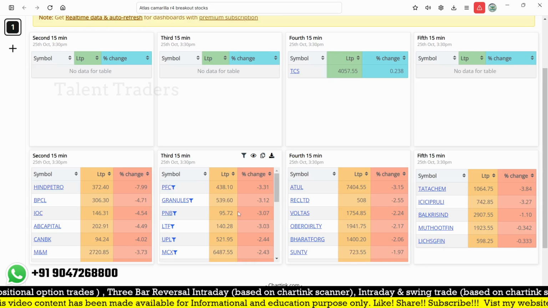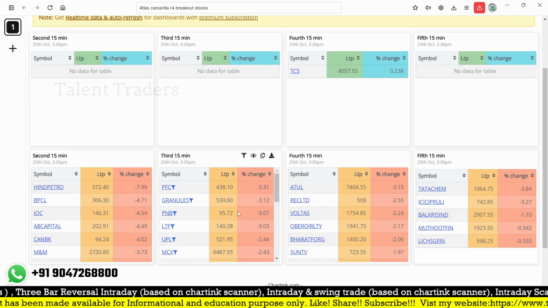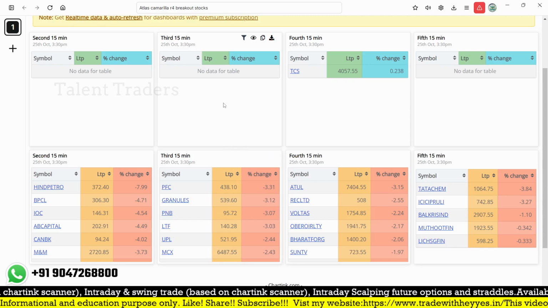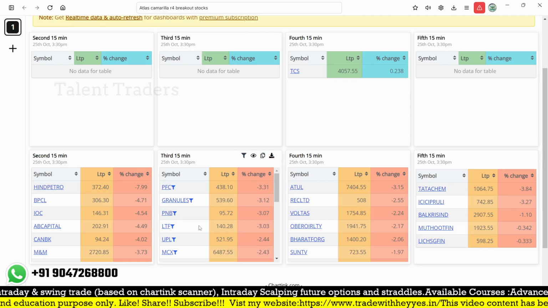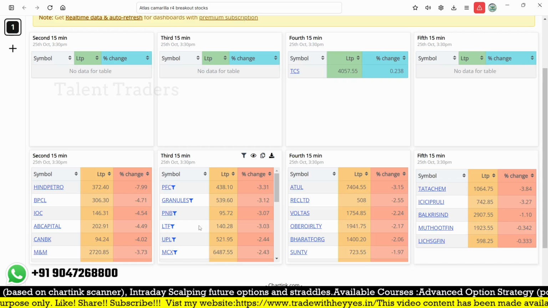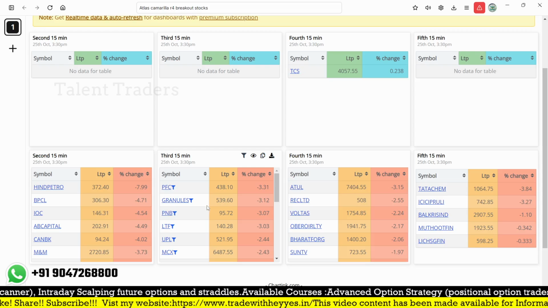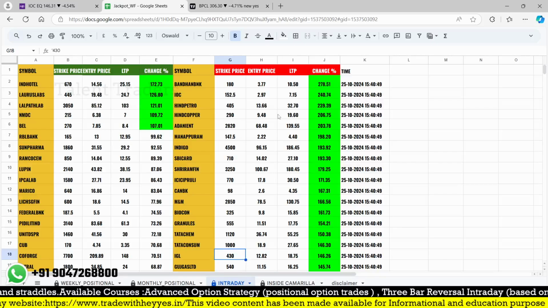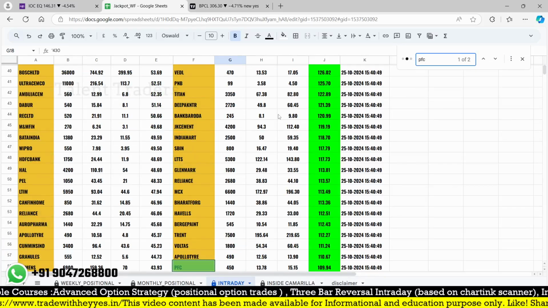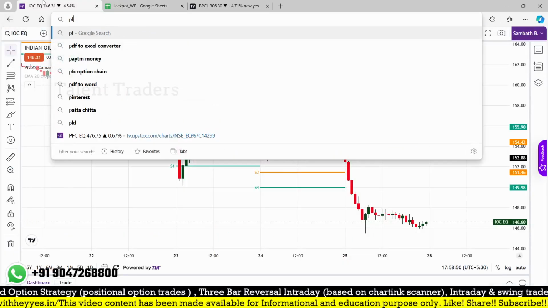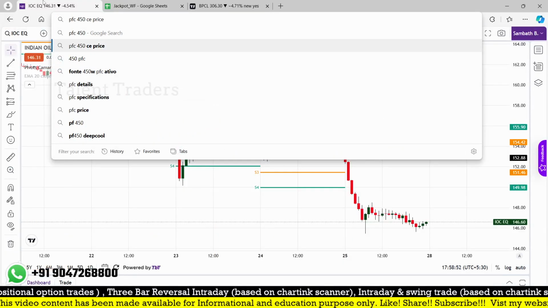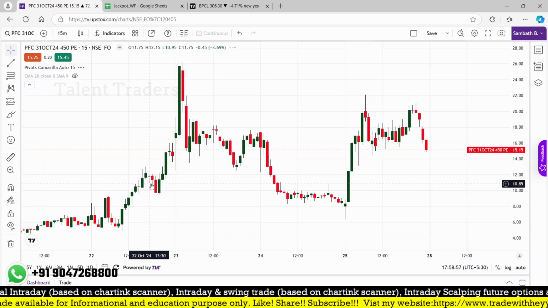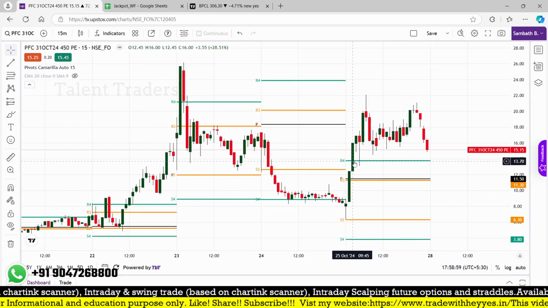Maybe if I'm late, I come around 9:45 to 10 o'clock. So I can see this third 15-minute candle, where any opportunity which is present, and you should focus on the overall market at this time. You can select either call or put, maybe PFC. Let me check PFC, what the strike price should be with our Google Sheet. PFC 450, and let me compare the option, PFC 450, that should be a put strike price, where you can see this is happening on the third candle.